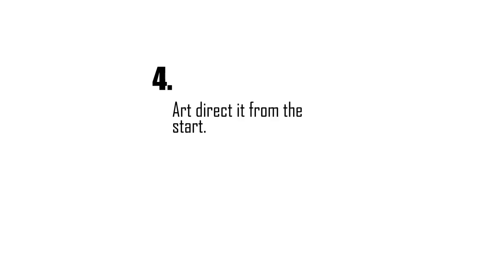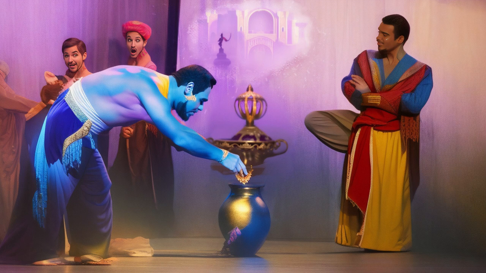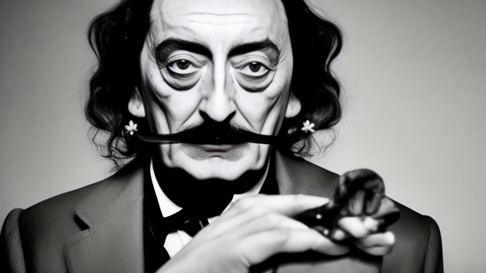Point number four, art directed from the start. Someone said once that artificial intelligence is like a slave genie you can command to do everything for you, so you don't have to move a finger. I'd say it is more like a Salvador Dalí type genius, where you can ask it to do whatever you want and it will do as it pleases, in a take it or leave it fashion.